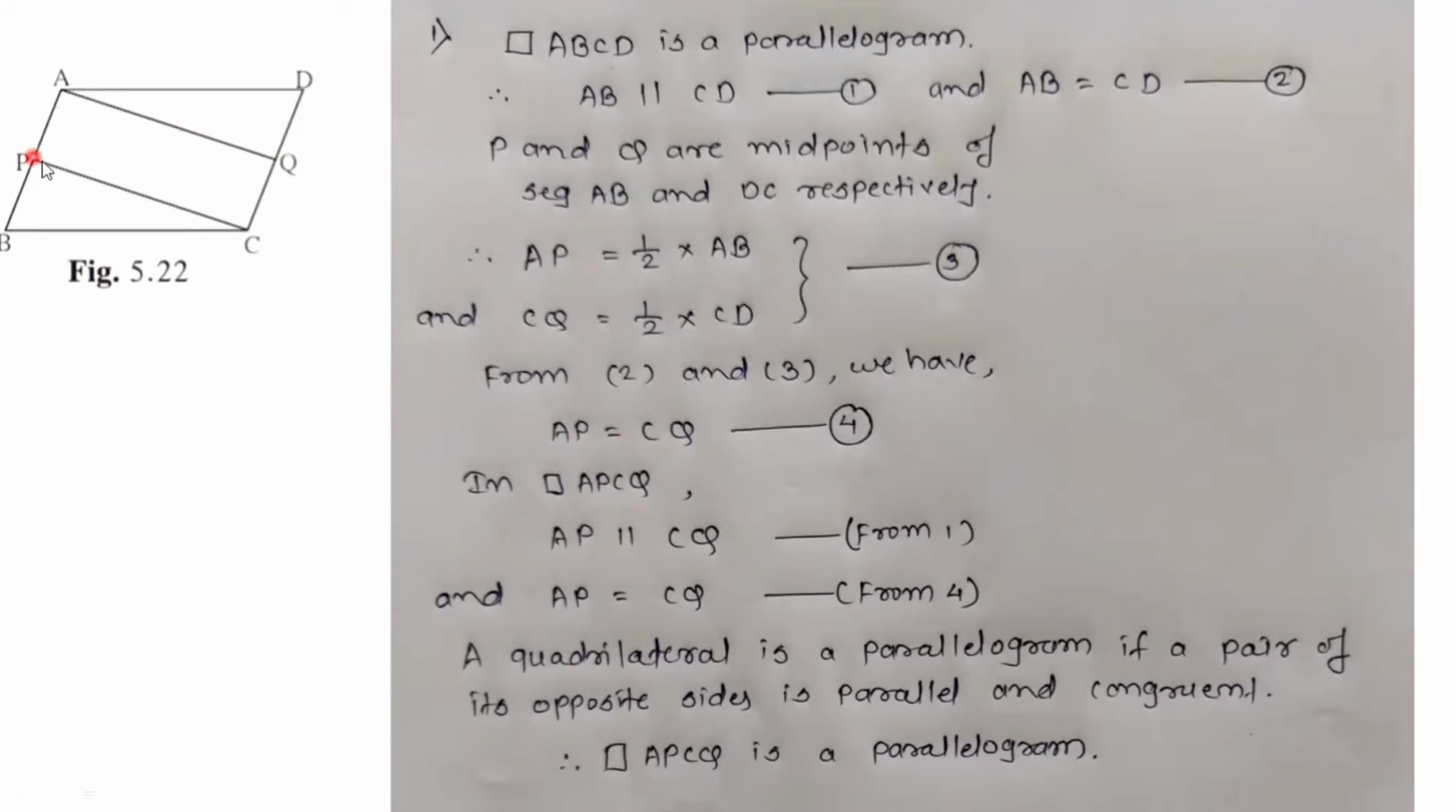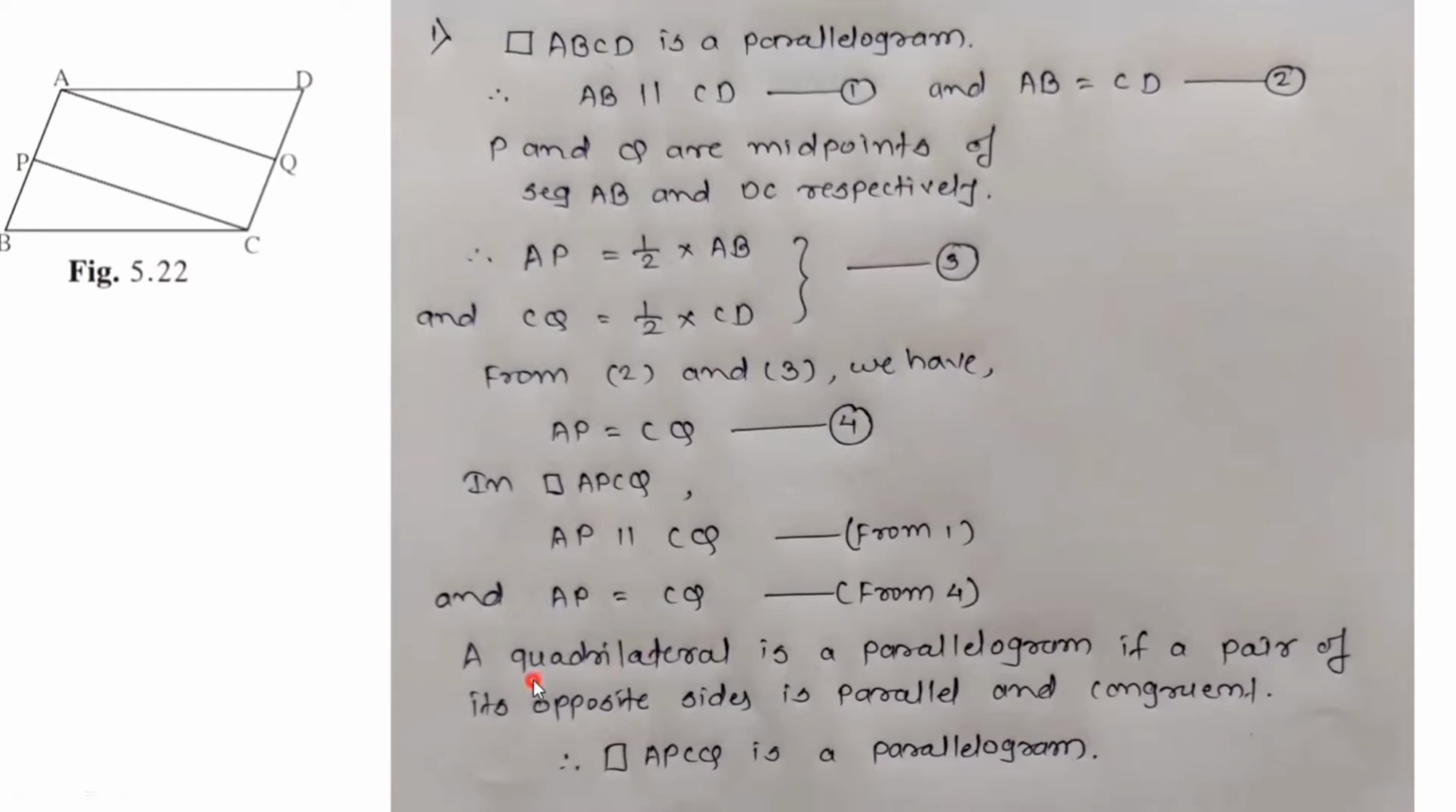So in quadrilateral APCQ, AP is equal to CQ and AP is parallel to CQ because AB is parallel to CD. That's why, as AP is part of segment AB and CQ is a part of segment CD, AP is also parallel to CQ. So in quadrilateral APCQ, the opposite sides are parallel to each other and opposite sides are congruent.